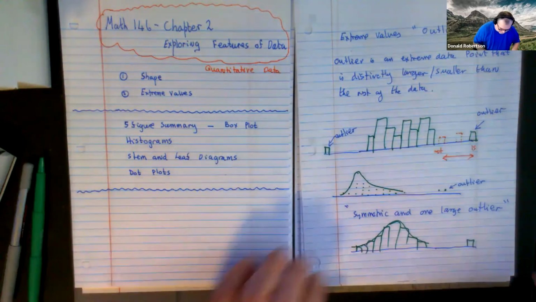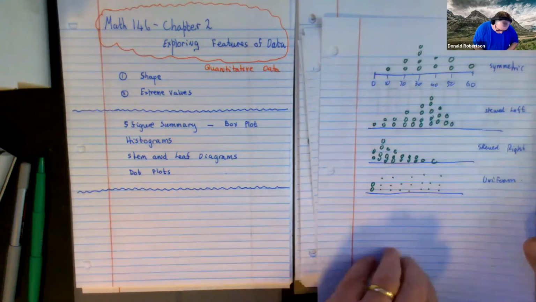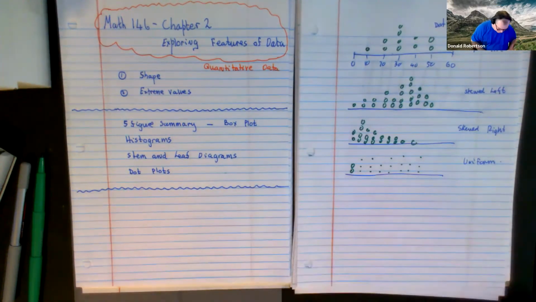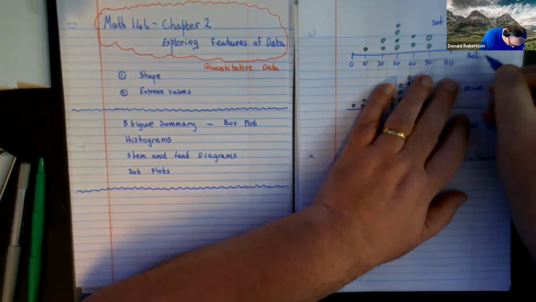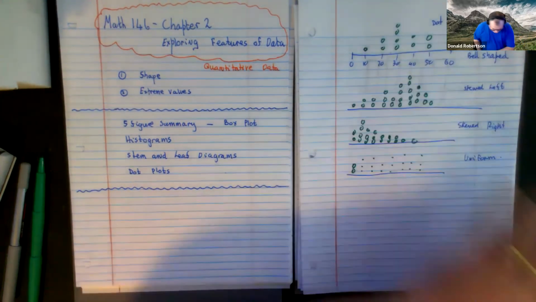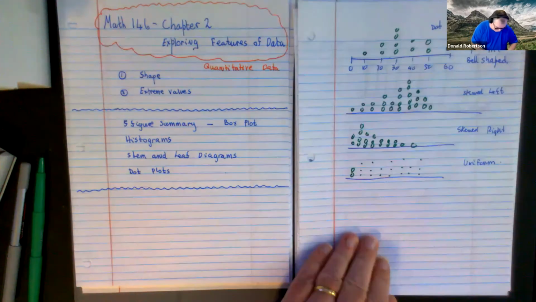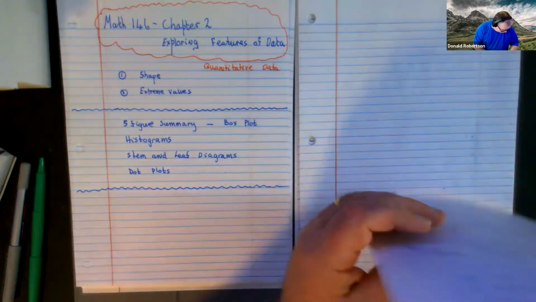Now, I just realized something. There is another name that is used in some textbooks. And that is that a symmetric distribution is also called bell-shaped. Just in case you see that term. But any questions so far? I know it's a lot of notes.